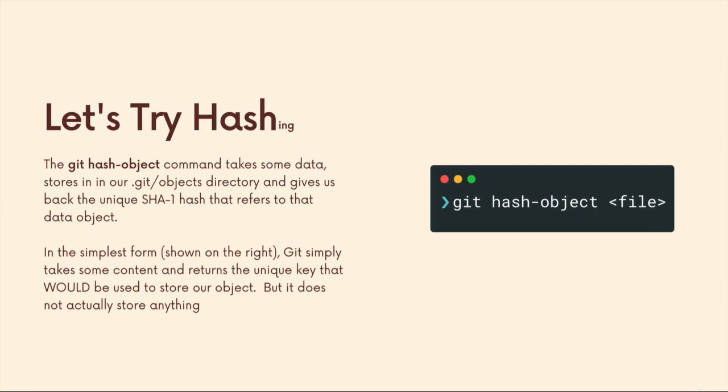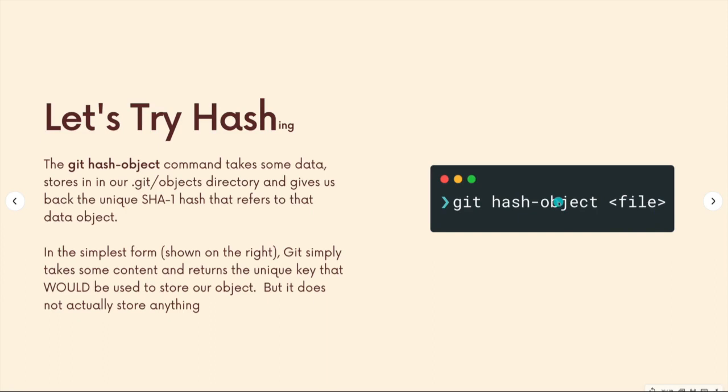We give it some data, and then it will give us back a unique key, a corresponding SHA-1 hash based upon that data. Remember how a hashing function works. We don't really care about the internals and how it works, but we care about the fact that you give it some input, it doesn't matter the size, it gives us an output that is always 40 hexadecimal digits. So this example here, git hash-object, and then a file, is going to take the content from a file, and then it returns a unique SHA-1 hash that would be used to store our object, but it does not actually store anything in this form.